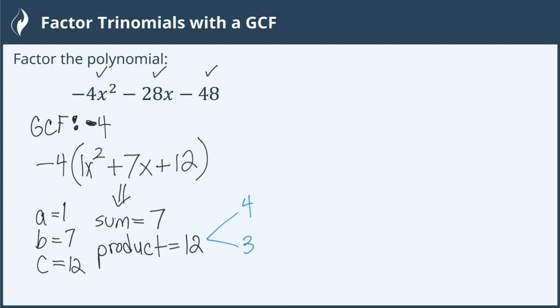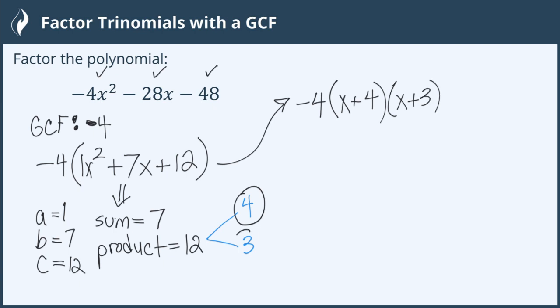So now we're going to come back to our expression. We're going to rewrite it. So don't forget the negative 4 on the outside. Open parentheses. And remember, because the leading coefficient is positive 1, we can go straight to our factor expression, and it'll be x plus 4, because 4 was one of the factors, and x plus 3, because 3 was the other factor. So this is now factored completely.